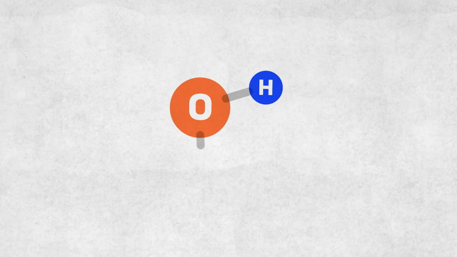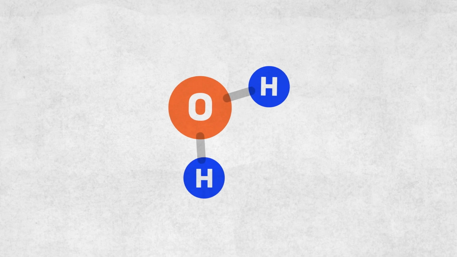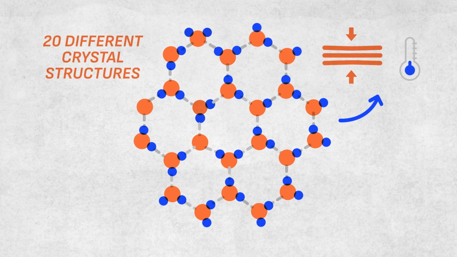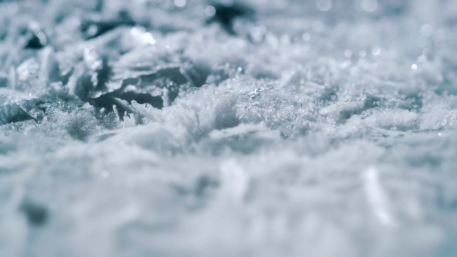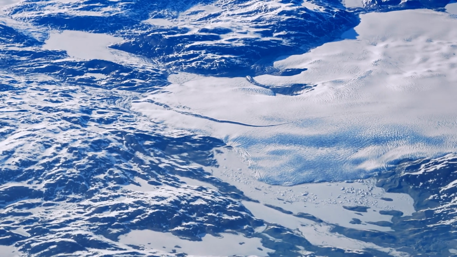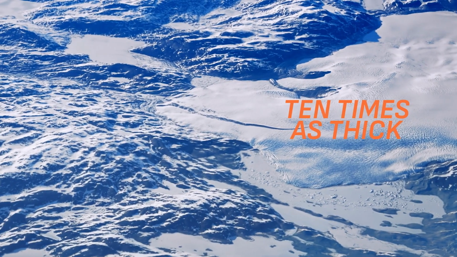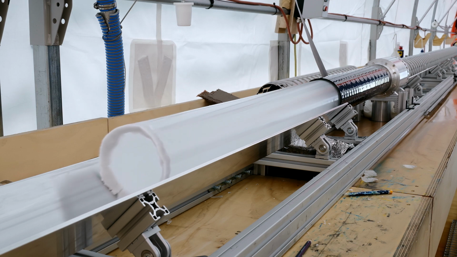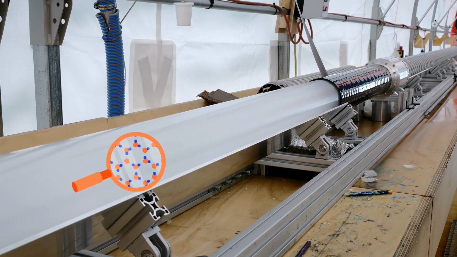At the molecular level, ice is made up of a specific geometric arrangement of water molecules, a so-called crystal structure. There are at least 20 different crystal structures of water ice, but many of them can only form at very high pressure, such as in the interior of Jupiter's icy moons. To achieve such conditions on Earth, the polar ice sheets would have to be at least 10 times as thick. This is why on the surface of the Earth only the ordinary hexagonal ice exists.